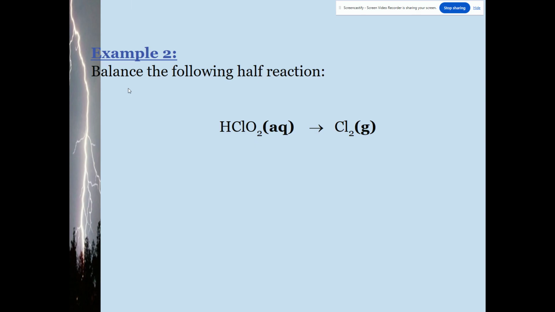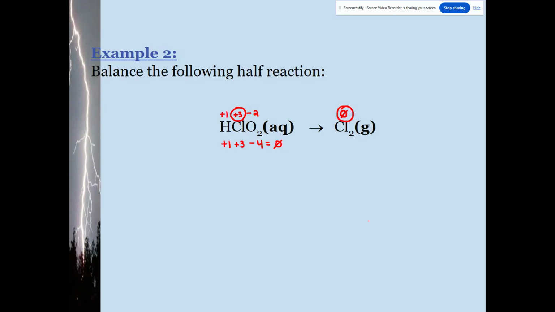We have HClO2 becoming Cl2 gas. So if I assign my oxidation numbers, my oxygens again are -2. There's 2 of them, so that's going to add up to -4. This is a compound with no net charge, so oxidation numbers have to add up to 0. I know my hydrogen is +1, so I need a +3 from my chlorine. Okay? And then on my product side, chlorine is in its element form, so it is 0.